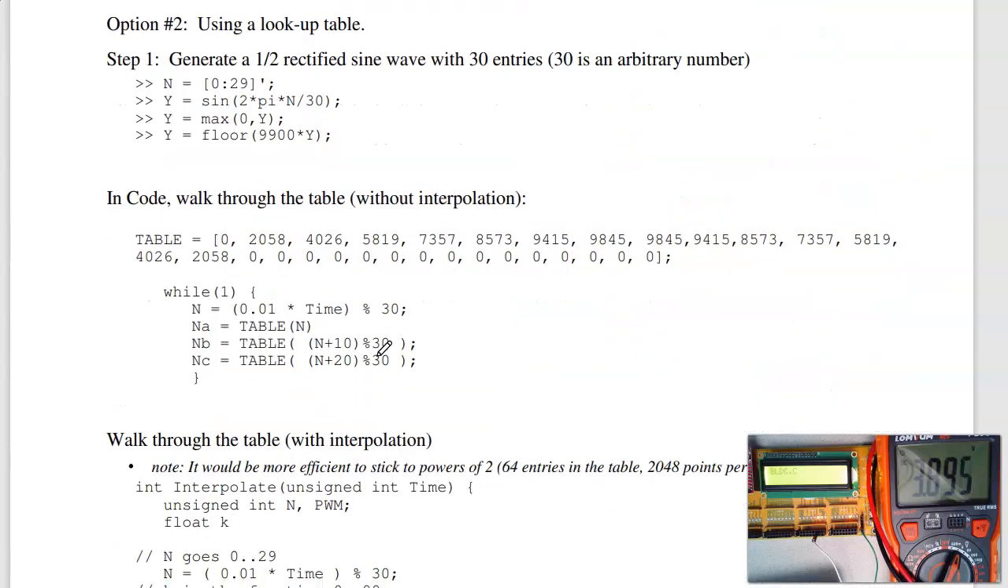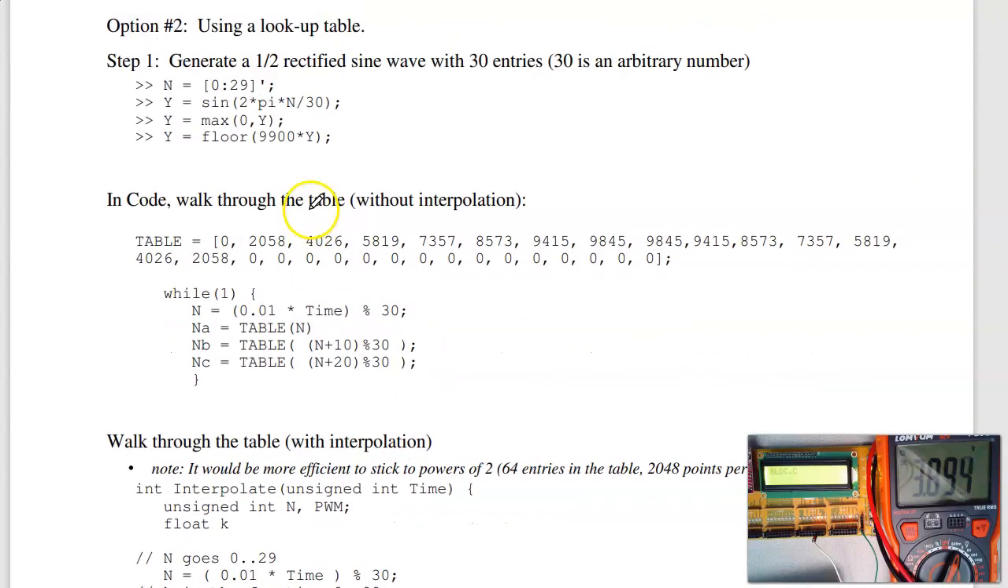Second way, what a lot of people did in the homework, is use a table. In MATLAB, I can generate a table to generate the sine wave, half-rectified sine wave. I'm going to go from 0 to 99%, back down to 0, and pick the period. I chose 30 points for my lookup table. So here's 30 points. This is a sine wave, periodic in 30 points. Clip it, makes that half-rectified sine wave, and scale it by 98,900, convert to an integer.